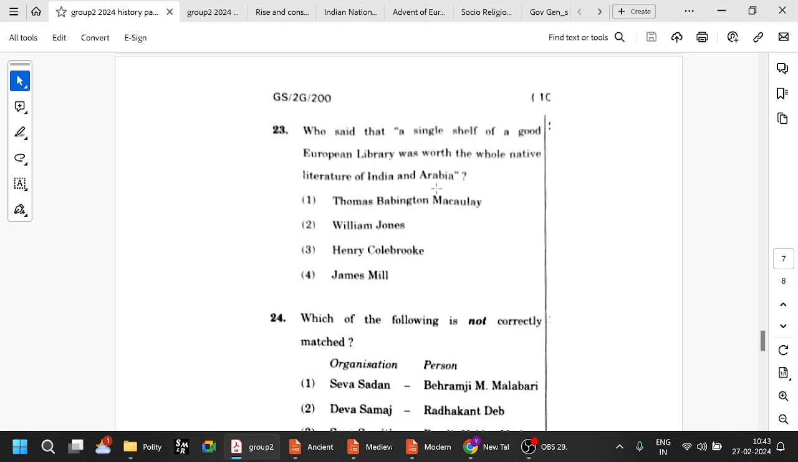Because he himself was a man of literature, a poet, historian, etc., he felt that the European library, as in the literature of the European countries, is far more superior than the Oriental countries. That was his opinion. Anyway, questions like this are very difficult to answer in the exam, no matter how much you prepare.